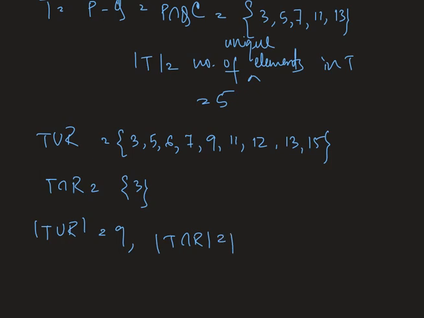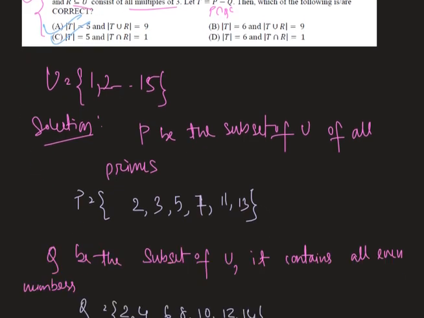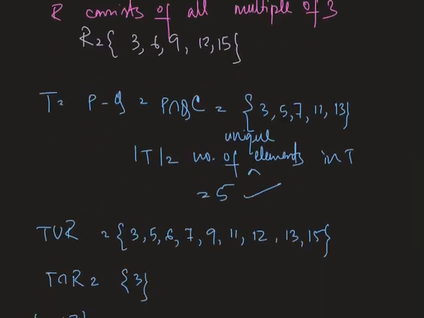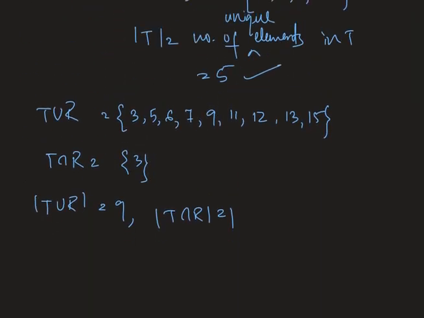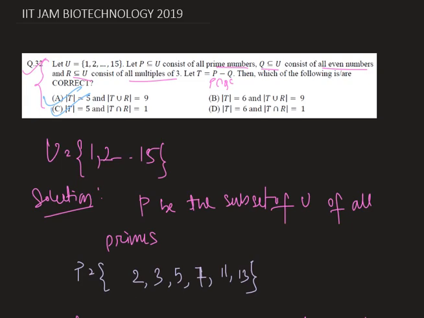Therefore, the right answers to this question are A and C. That is, the modulus of T is equal to 5, the modulus of T union R is equal to 9, and the modulus of T intersection R is equal to 1.